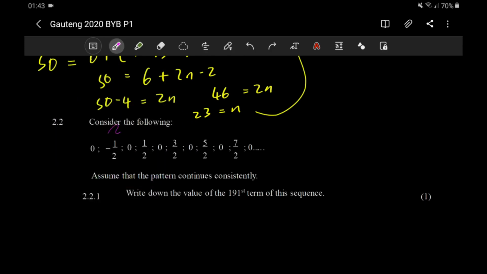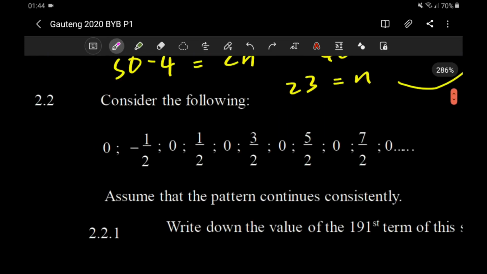Where was your head, bro? It says you consider the following. This is what you have, ne? So what you want to recognize with what you're looking at here, this is just two sequences in one.